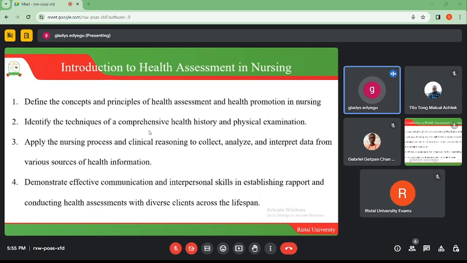And the fourth objective is to demonstrate effective communication and interpersonal skills in establishing rapport and conducting health assessments with diverse kinds of clients across the lifespan. So those are basically the objectives that we need to cover today. And I believe we shall be able to get done within 1.5 hours.